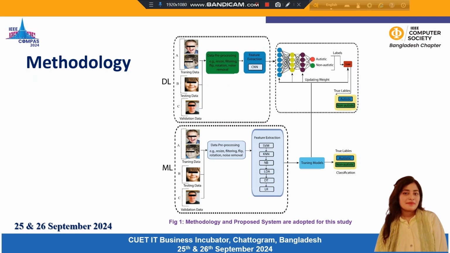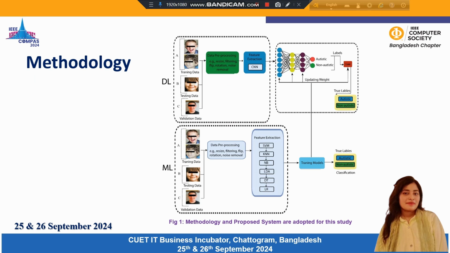In the methodology, we can see that the methodology and proposed system are adapted for these studies. Deep learning and machine learning both have the same steps for splitting and crossover of the data. These are training data, testing data, and validation data. They also have the same data pre-processing, which is resize, filtering, flip, rotation, and noise removal.